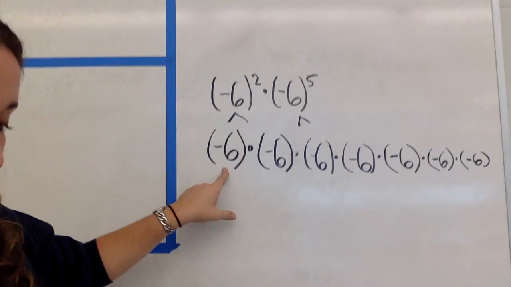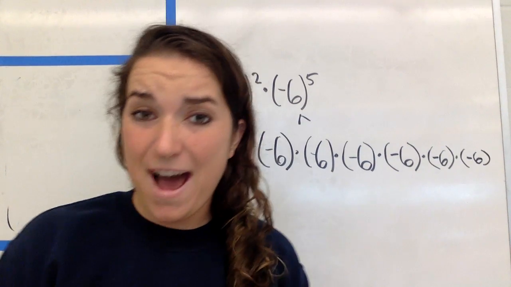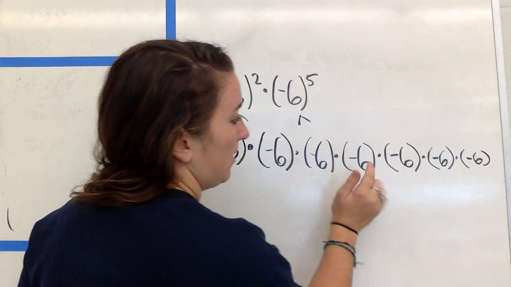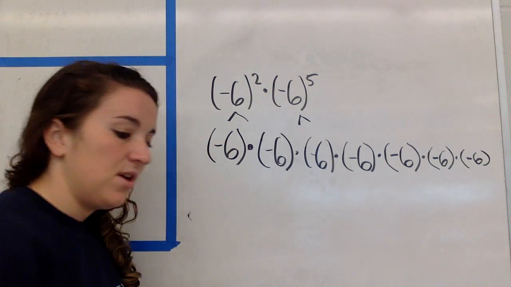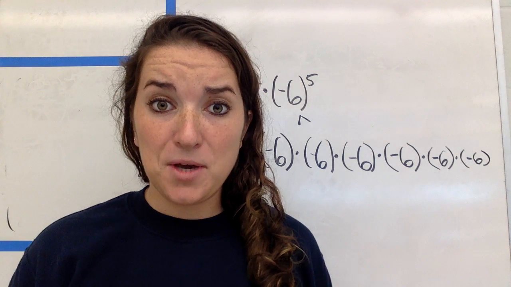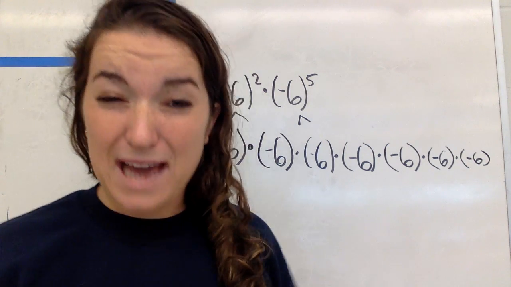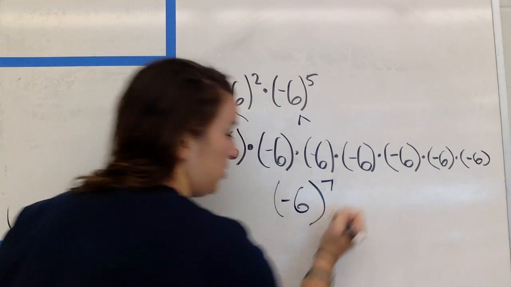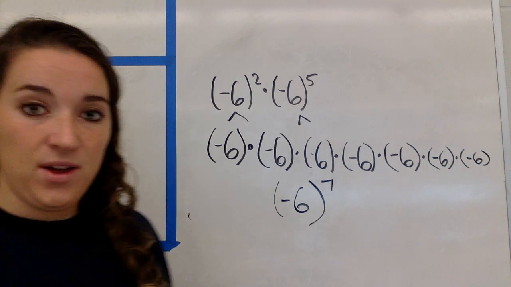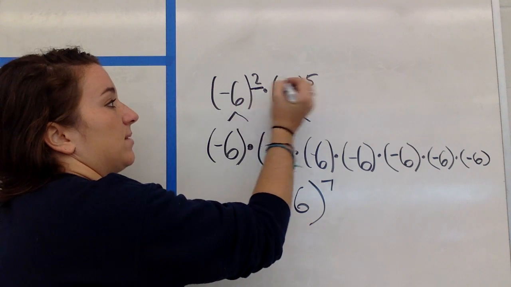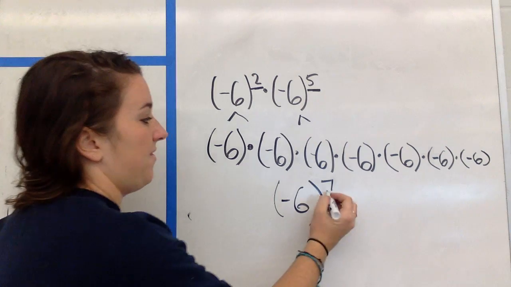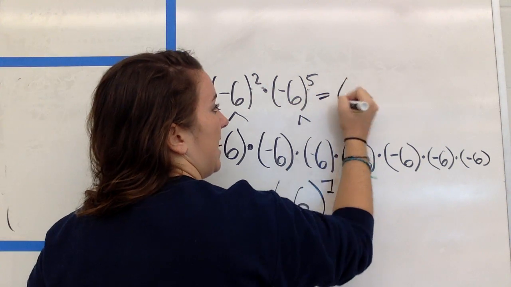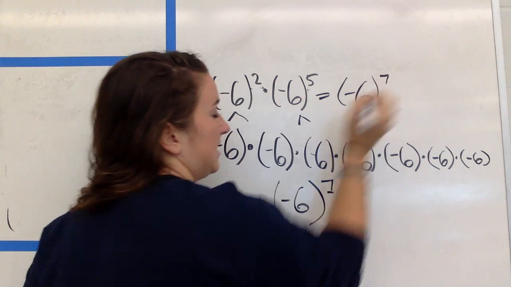Now I'm going to count because I need to simplify. So I need to know how many times I have this -6 written out. 1, 2, 3, 4, 5, 6, 7. So what is my exponent going to be when I simplify? Yes, my exponent will be 7. So I'll have -6 to the 7th power. Remember, we're thinking about, okay, what's the relationship between these two numbers and this number? So I'm going to keep this on the board for when we do the next problem. So -6 to the 7th power.